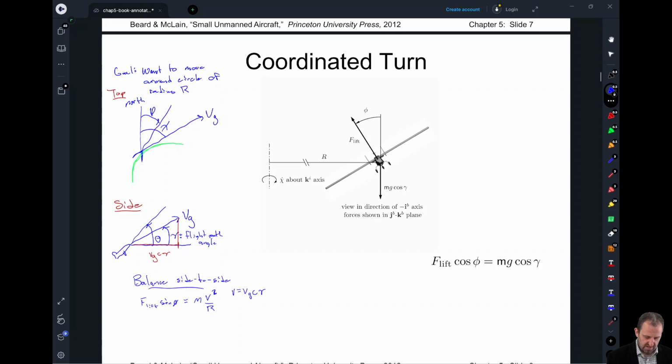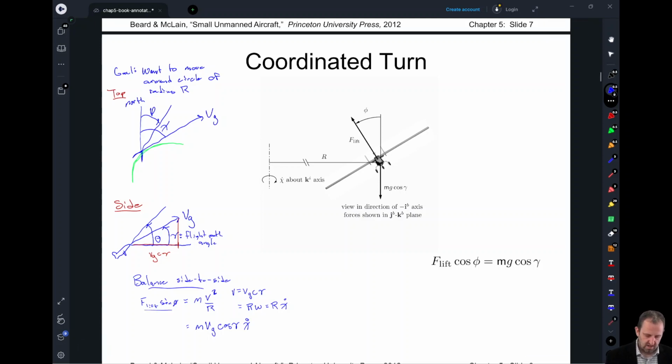And it's also equal to r times omega, where this time omega is the time derivative of our course angle. Plugging in just like we did before, we end up getting mVg cosine of gamma times psi dot. The r's end up canceling out. Okay, so that's our side to side.